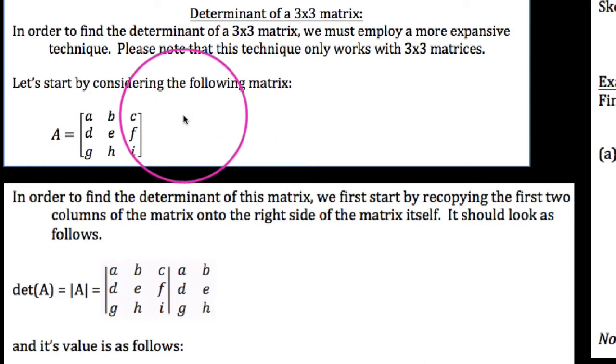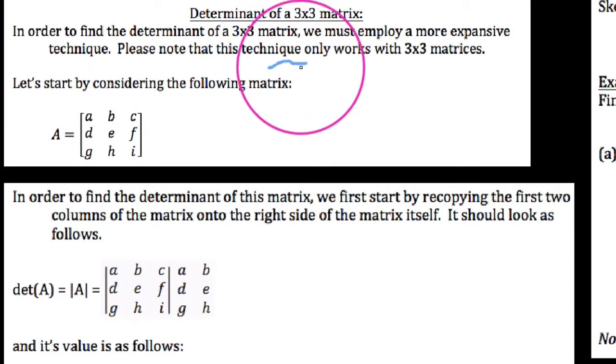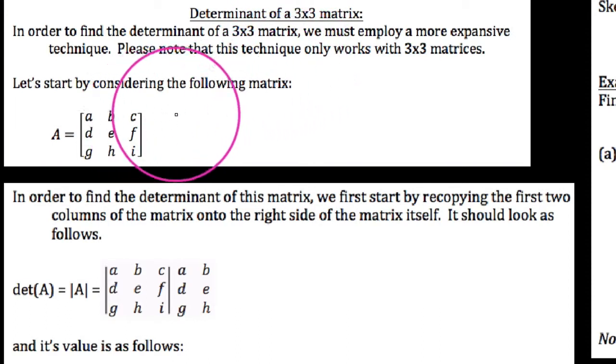So the method you're about to see me use in this video here with 3 by 3s is actually not a general method. It's only specific to 3 by 3s, so please don't consider using this with something that's not a 3 by 3. So let's consider the following matrix. I'll define this matrix A as being this 3 by 3 matrix here that happens to be populated with the letters A through I, if you read left to right.